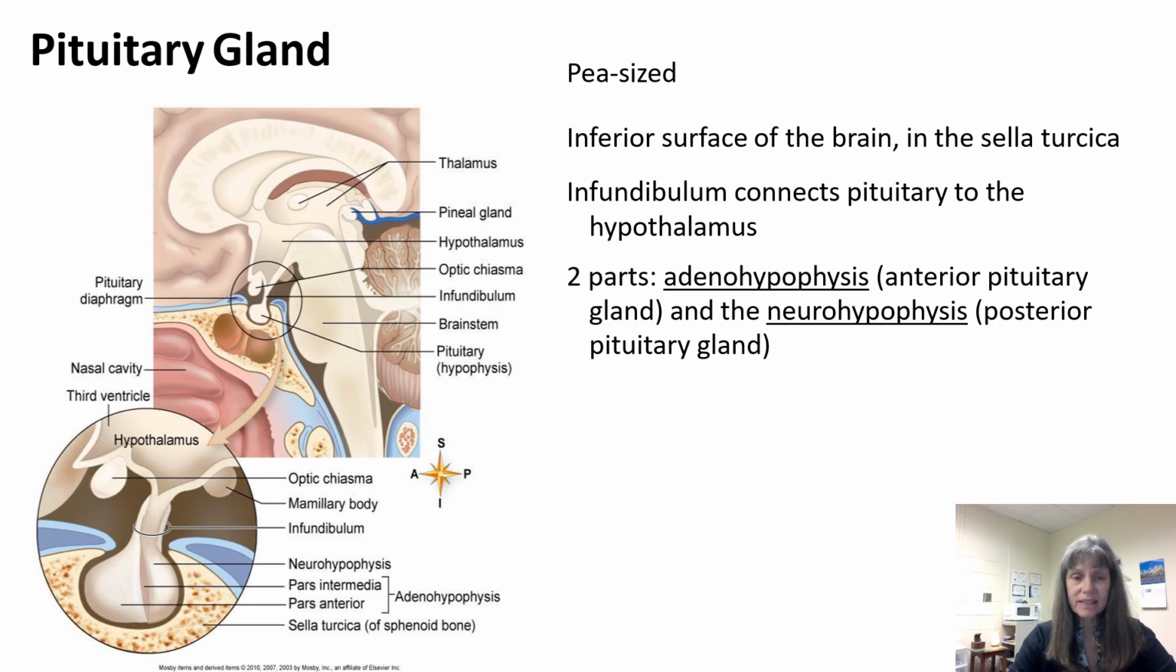And the pituitary gland itself is going to consist of two parts. We've got anteriorly the adenohypophysis, which is the anterior pituitary, and posteriorly we have the neurohypophysis, which is basically going to contain axons of neurons and axon terminals of neurons that originated in the hypothalamus. And that's where it got its name, neurohypophysis.